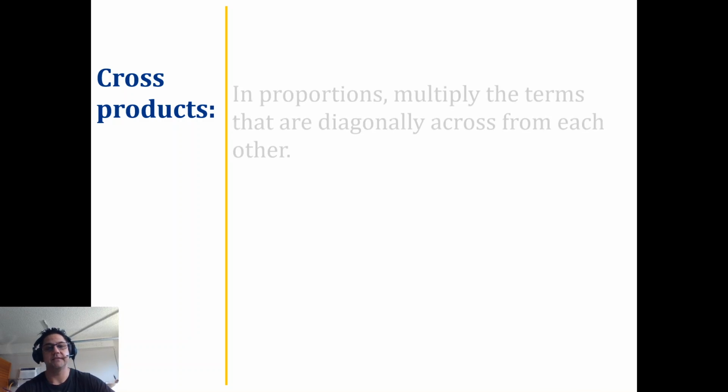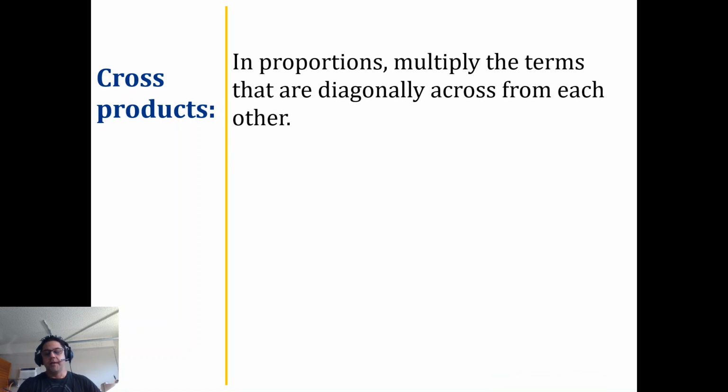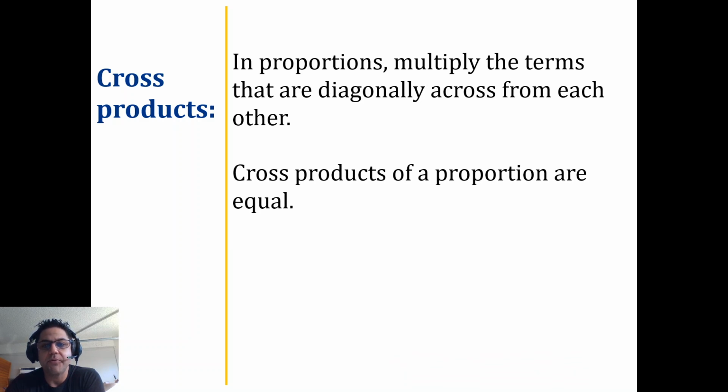All right, the cross product idea. I really like cross product. It's called sometimes cross multiplying. We're going to go ahead and do some multiplying diagonally. It says, in proportions, multiply the terms that are diagonally across from each other. Cross products of a proportion are equal. So sometimes, again, it's finding that unknown that would give you equivalent ratios.